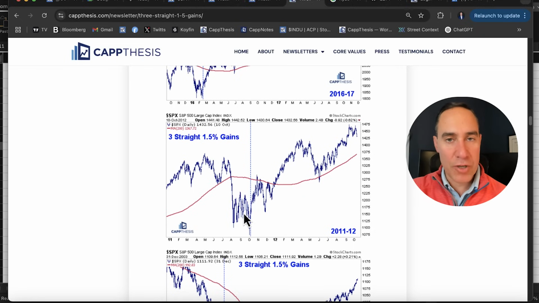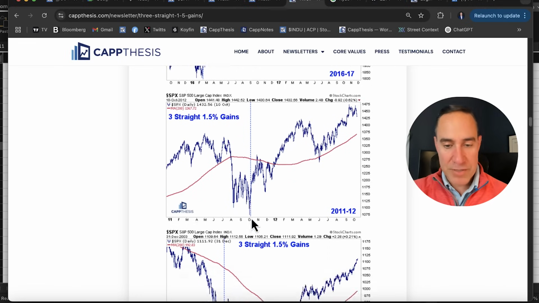Now, as you will see along the way, it's not like the market was straight up from there. We still had to endure some volatility, but this type of really strong move over 3 days tends to happen after a good amount of the damage is already in play. And that's what kickstarts momentum in the opposite direction.